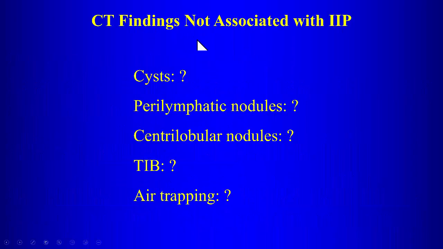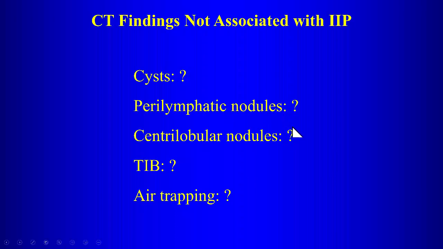So for CT findings not associated with idiopathic interstitial pneumonia, the finding of cysts, what diagnosis would that point you towards? Emphysema. Yeah, so that's emphysema, but here we're talking about actual cysts, lung cysts. PCP. So Langerhans cell histiocytosis, what other disease? What other interstitial disease, which is not an idiopathic interstitial pneumonia? LAM, right. Lymphangioleiomyomatosis. Perilymphatic nodules. Sarcoid, right.